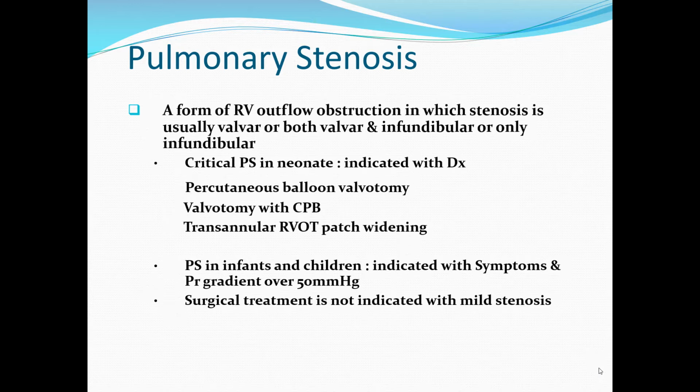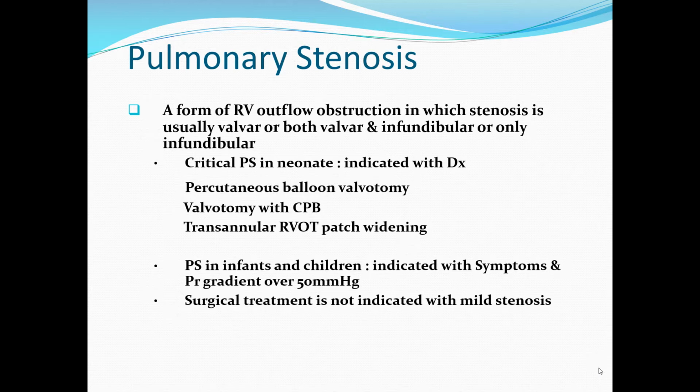Pulmonary stenosis, a form of right ventricular outflow obstruction, in which stenosis is usually valvular or both valvular and infundibular, or only infundibular. What do we mean by infundibulum? In the right ventricle, the right ventricular cavity will narrow before reaching the pulmonary valve. This tubular narrowing between the pulmonary valve and the proper right ventricular cavity is called infundibulum.